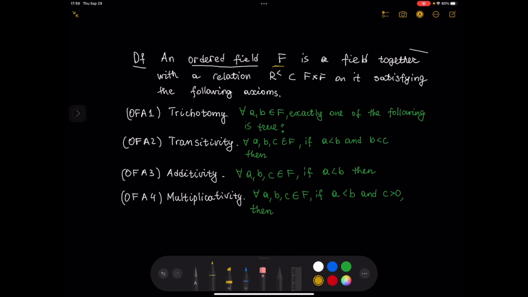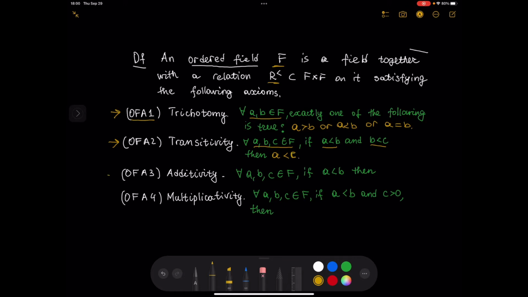An ordered field F is a field together with a relation R on it, satisfying the following axioms. The first axiom, which we denote by ordered field axiom 1, is the trichotomy. For every two elements a, b in F, exactly one of the following is true: either a is greater than b, or a is less than b, or a is equal to b. Trichotomy stands for the three options here, so that's why we call it trichotomy. The next axiom is transitivity. For every three elements a, b, c in F, if a is less than b and b is less than c, then a is less than c.